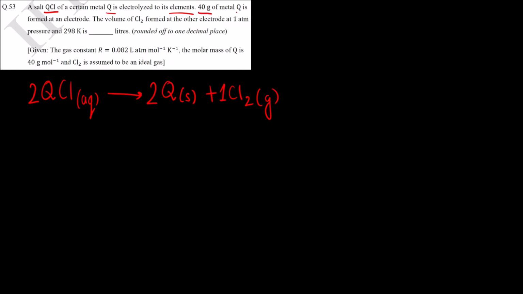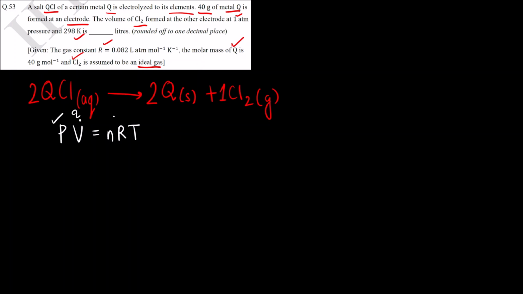Then reading further, 40 gram of metal is formed at one electrode. So at one electrode metal is deposited, and at the other electrode chlorine gas is formed. The question is, what is the volume of chlorine gas that is formed? What they have given is pressure, 1 atmosphere, temperature, the value of R, the gas constant, and the molar mass of Q, and Cl2 is assumed to be an ideal gas. So they've given one hint that we have to use the ideal gas equation, that is PV is equal to nRT.